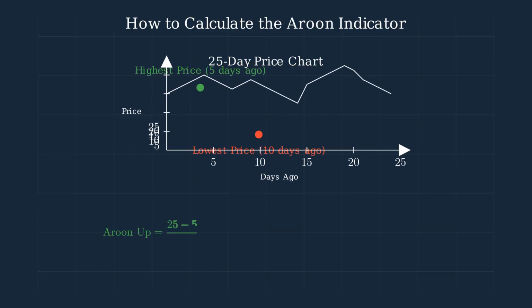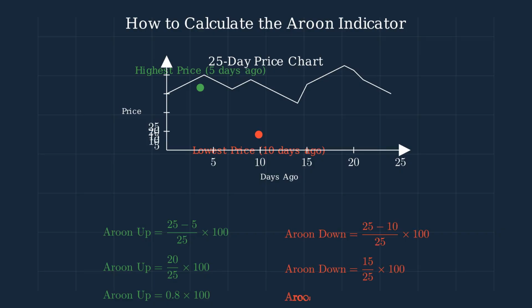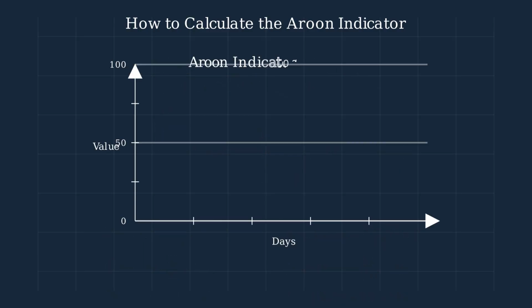Let's calculate the Aroon Up value. We take 25 minus 5, which is 20, then divide by 25 to get 0.8, and multiply by 100 to get 80. For Aroon Down, we take 25 minus 10, which is 15, then divide by 25 to get 0.6, and multiply by 100 to get 60. These values can now be plotted on the Aroon indicator chart, which ranges from 0 to 100.